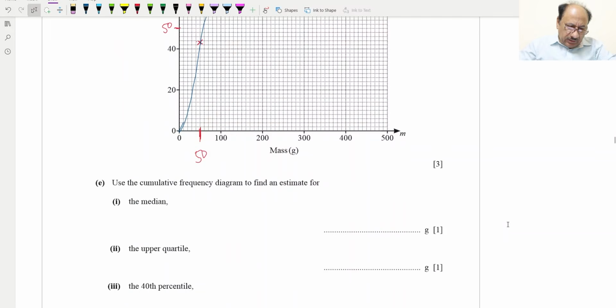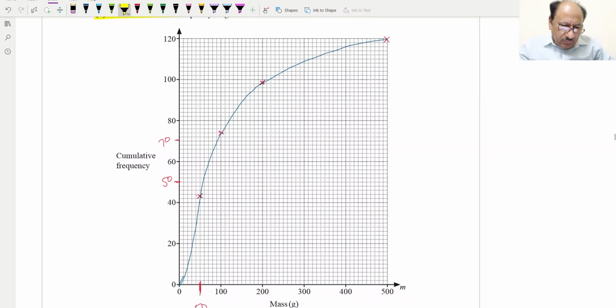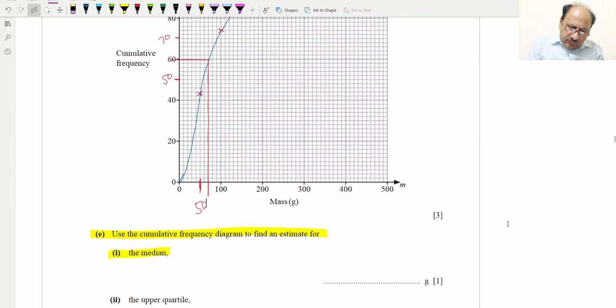Now they are saying next is use your cumulative frequency diagram to find an estimate for the median. Now median will be what? Median will be the middle value. Middle value will be from the 50th percentile. So for the median we check the reference from here, and from this side we check the reference from here, and this value will be 50, 60, 70. So this value is 70, so our answer will be 70 for the median.